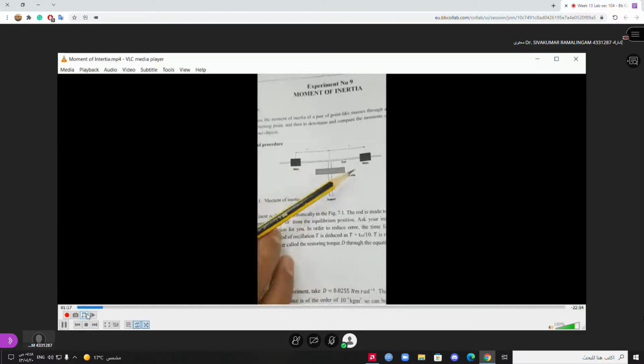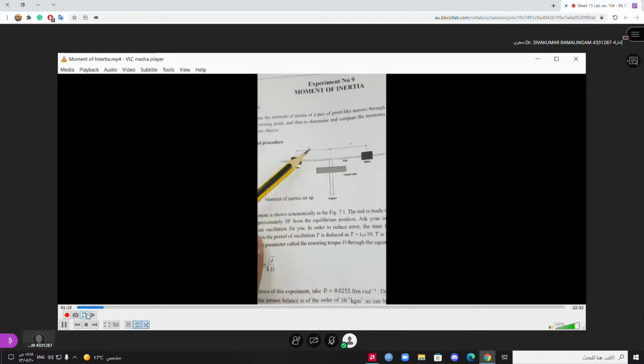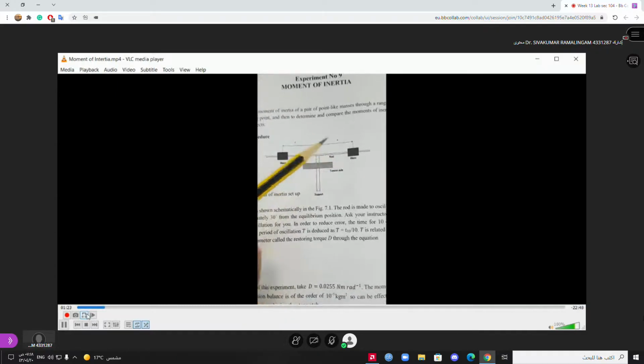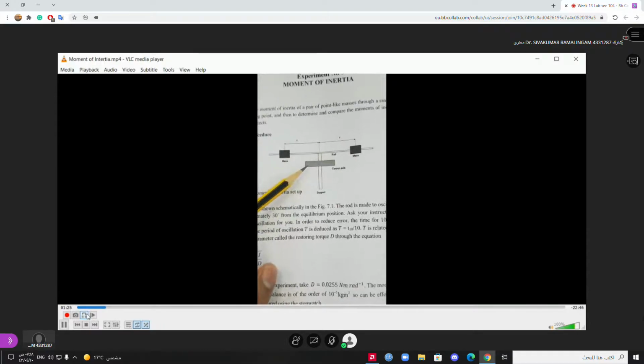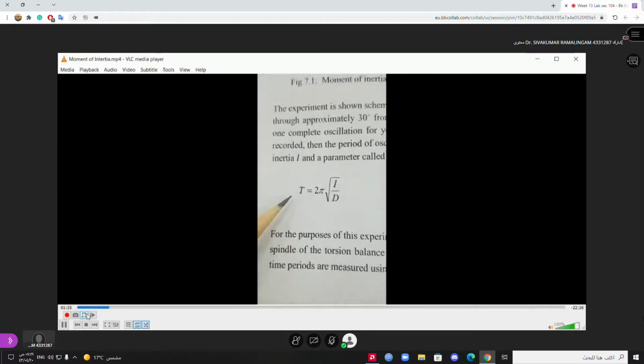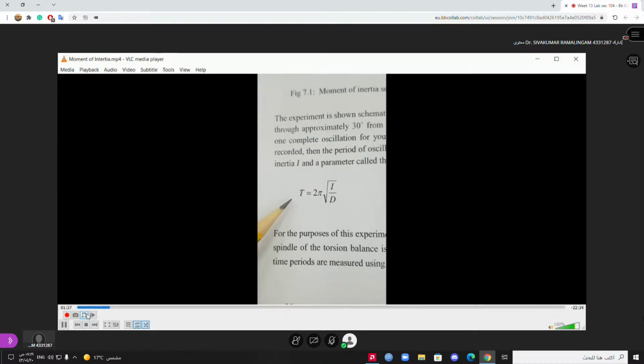The point masses m1 and m2, the two masses, are separated by some distance. This is the radius of rotation. This radius should be the same. And I'm going to set this object oscillating, and find the time taken for one oscillation, the time period. The time period of the oscillation is given by this.